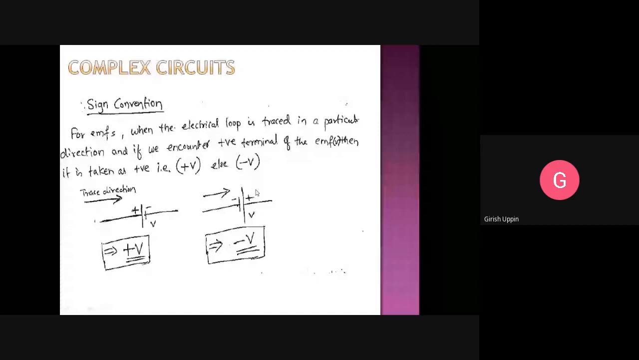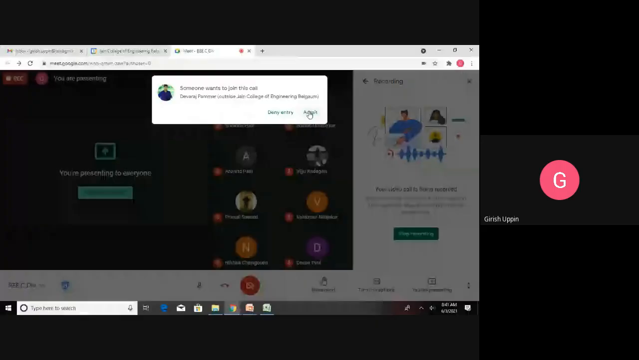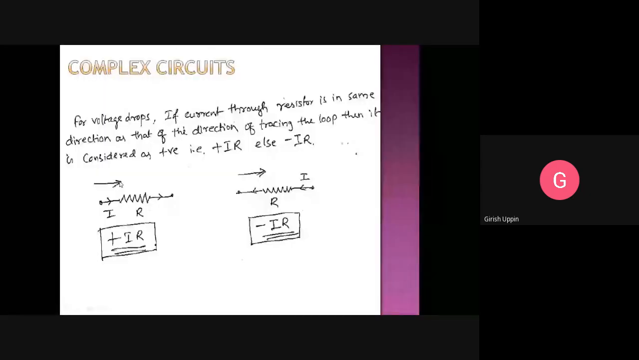Similarly, the convention for the voltage drops. If the direction of the tracing and the direction of the current are both the same, the voltage drop across the resistor, that is I into R, is taken as a positive value. And if the direction of tracing and the direction of current are opposite, then you will take the voltage drop across the resistor, I into R, as a negative value.